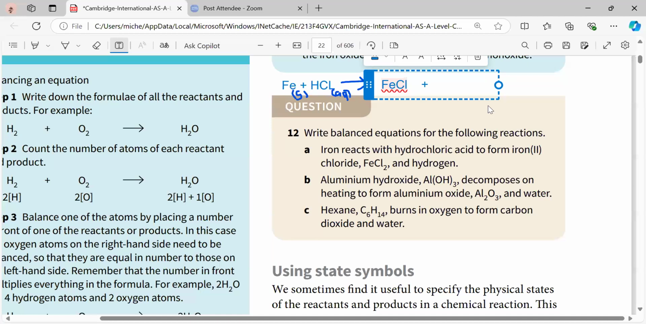And now we have hydrogen. Hydrogen, usually when it's a compound like this, has two atoms, so we can write 2 right here. There we go. So here it is iron chloride. This is in liquid form, or we call it aqueous, so the symbol is the same.